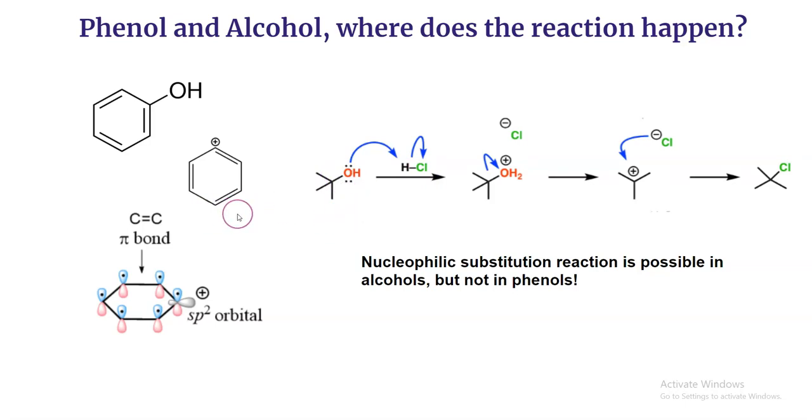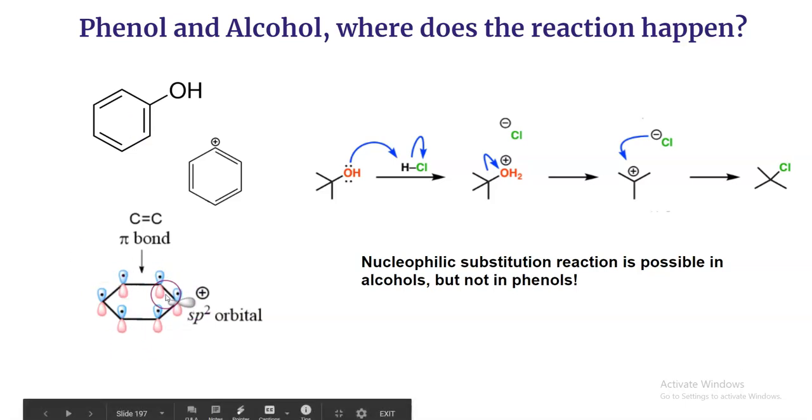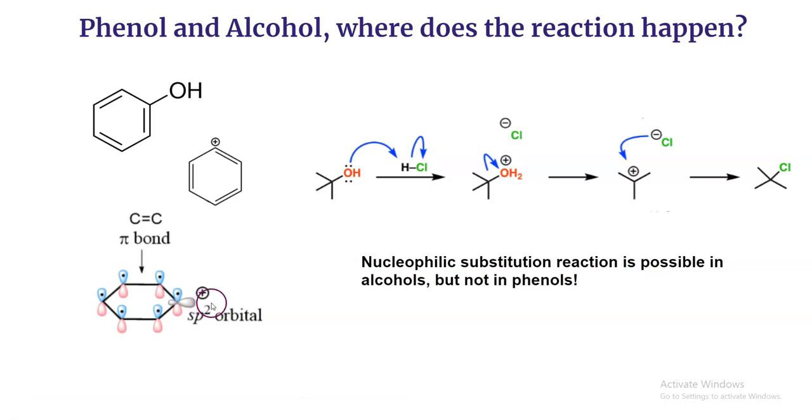But in phenol, whether it's in acidic, basic, or whatever medium, the OH minus is not going to leave. The carbon-oxygen bond is not going to break. As a result, phenol is not going to undergo a nucleophilic substitution reaction. Keep that in mind, and also keep in mind this orbital structure and why the phenyl carbocation is not stable. So basically, nucleophilic substitution reaction is possible in alcohols but not in phenols.